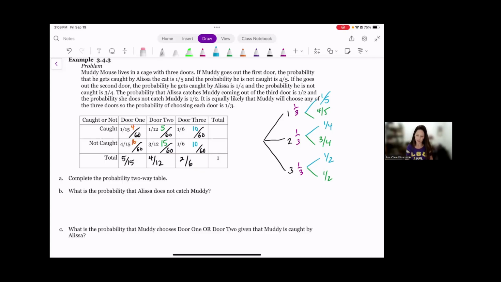Now I can add across. I have 4 plus 5 is 9 plus 10 is 19, which means the rest needs to sum to 41. 16 plus 15 is 31, plus 10 is 41. So now I've completed the table. What is the probability that Alyssa does not catch Muddy? Well, we've calculated this in our table already. Muddy does not get caught 41 out of 60.